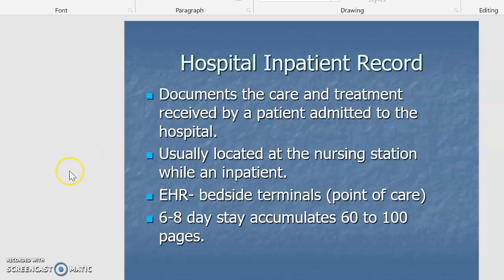So what's an inpatient record? These are documents of care and treatment for a patient who is admitted to the hospital. Usually it's located at the nursing station, but keep in mind it's an electronic health record, so they have bedside terminals. If you've been into a hospital seeing a patient, you will see the nurse or physician come in and pull the medical record up right on a computer. They'll take your vitals and type them in instantly. That's called point of care. Keep in mind, this is why we're getting away from paper records. A 6 to 8 day stay accumulates 60 to 100 pages of paper records.